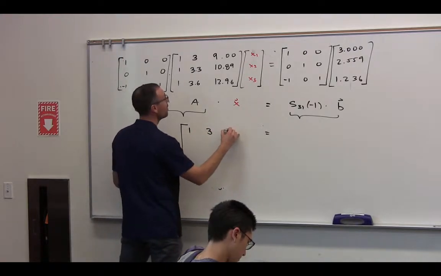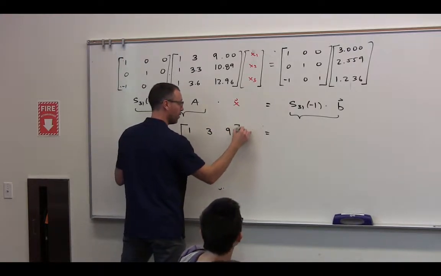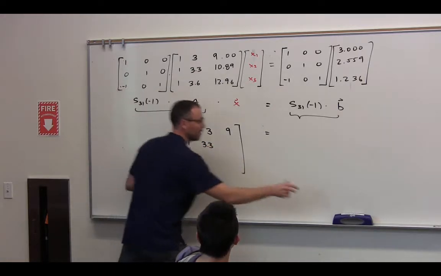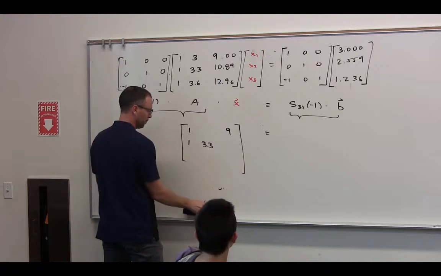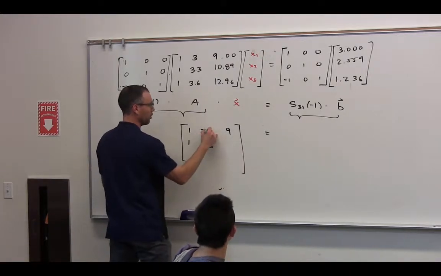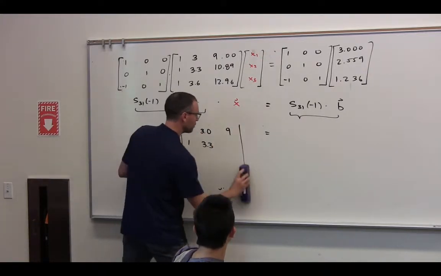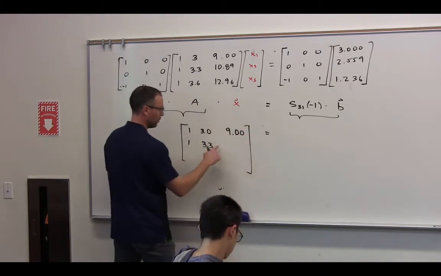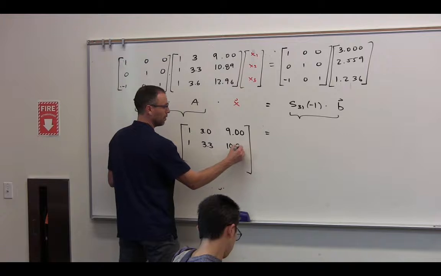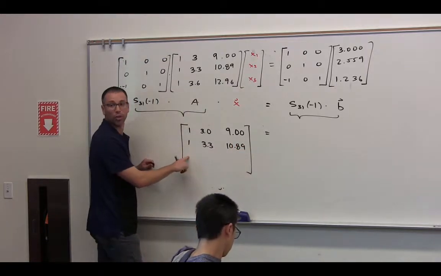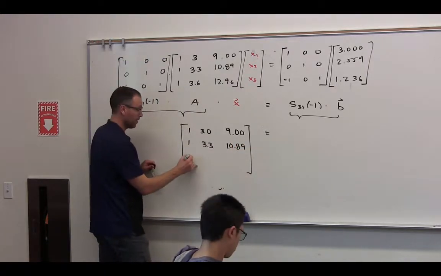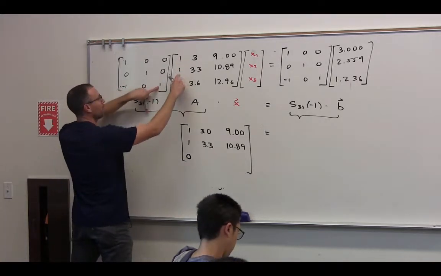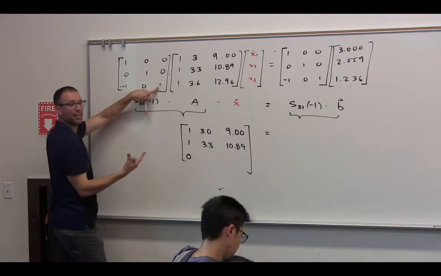1, 3, 9. What's the next one? 1, 3.3. Guess we'll line them up so they look real beautiful. How about this one? OK. Now, what do we know for sure is going to happen there? That for sure is going to be 0. Just go ahead and check. -1 times 1, 0, 1. -1 plus 1 is 0.